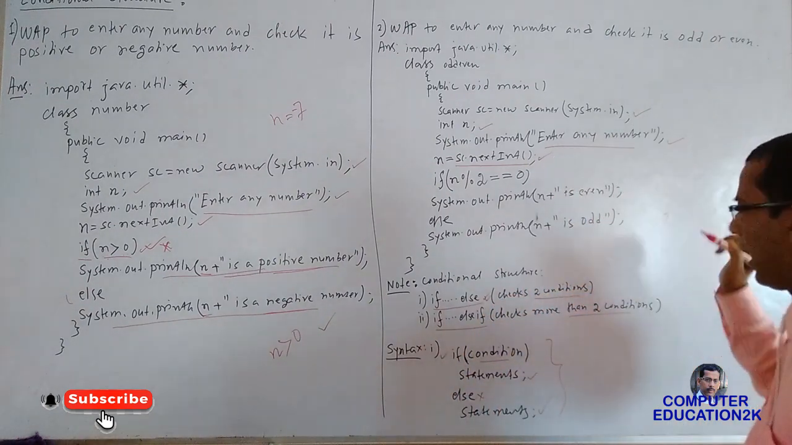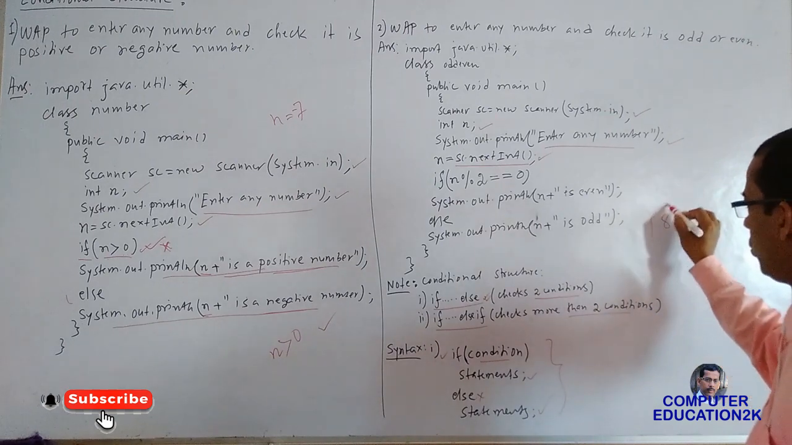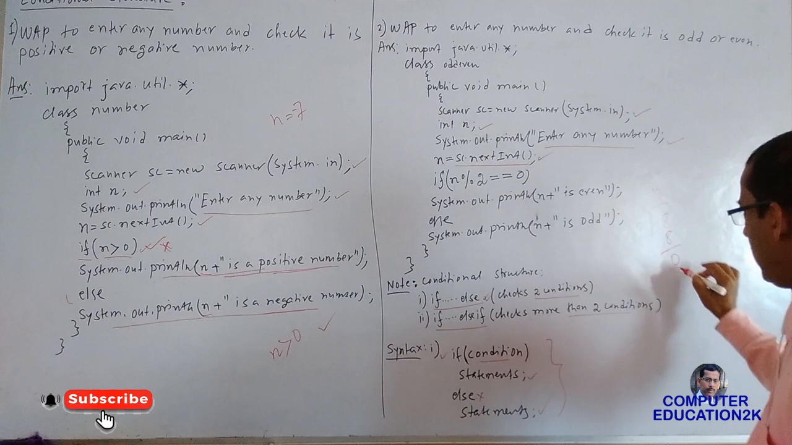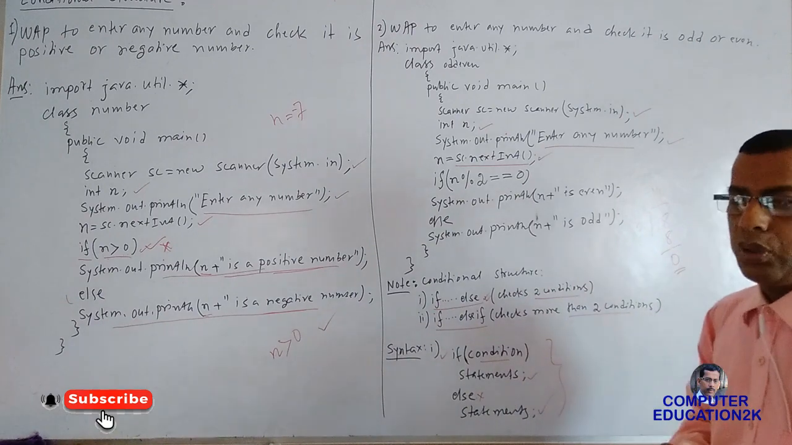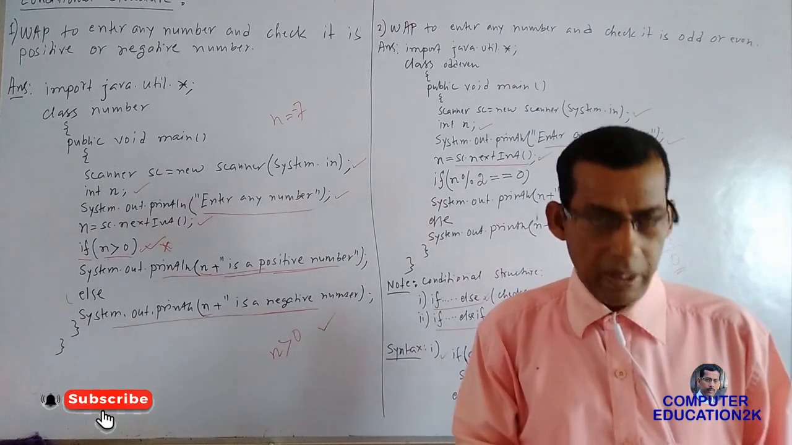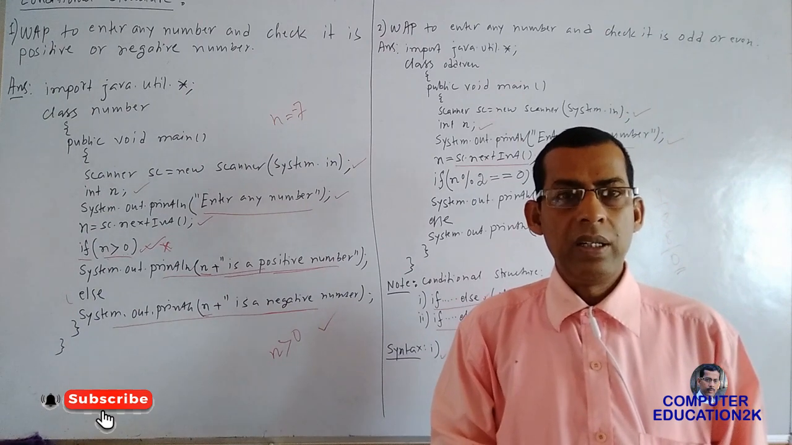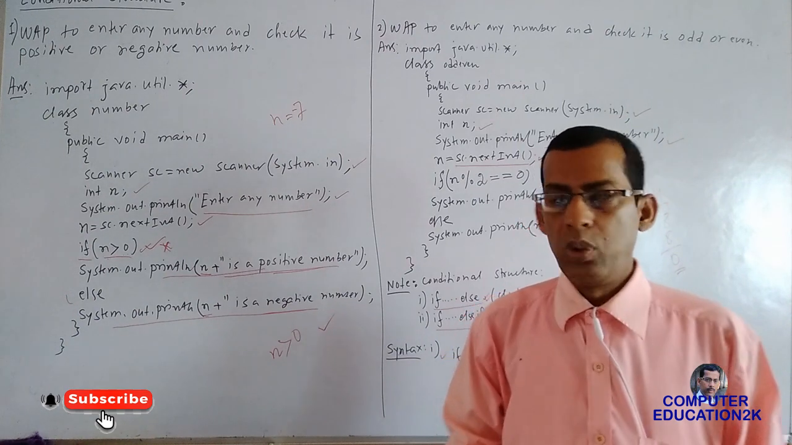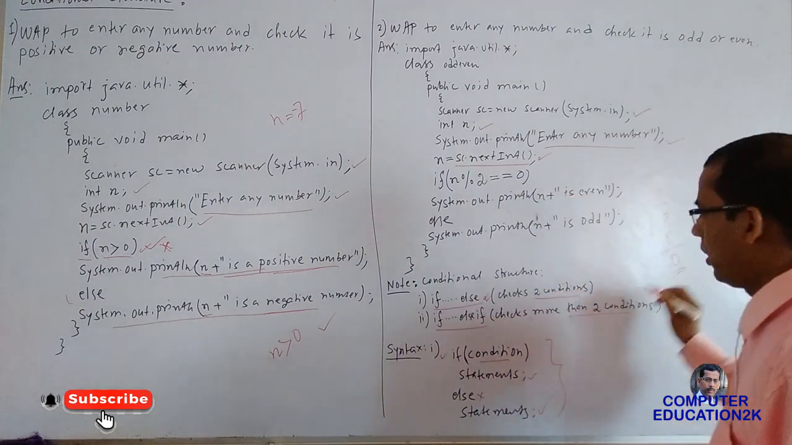Now take a number 8. If you divide by 2, it is divisible, yes. The remainder is becoming 0. So if you divide a number by 2 and in the remainder you are getting 0, that means the number is divisible by 2. So this logic I have used here.